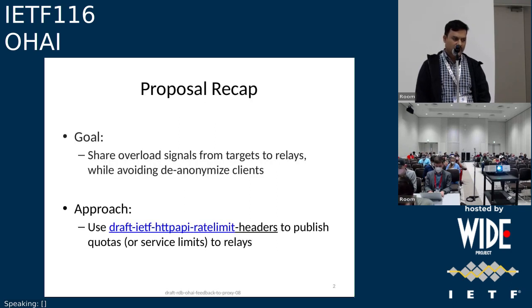A quick recap: if there is an overload on the target, how would it signal the overload back to the relays so that they would start rate limiting the clients, while making sure the rate limit does not de-anonymize any of the clients? We are leveraging the HTTP rate limit headers to publish quotas and service limits to the relays and not to the endpoints. Next slide, please.